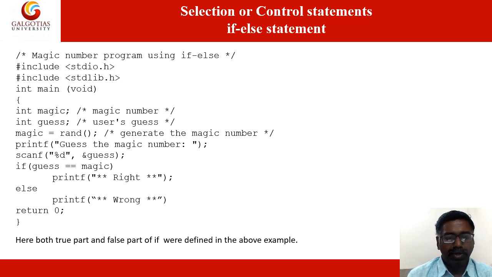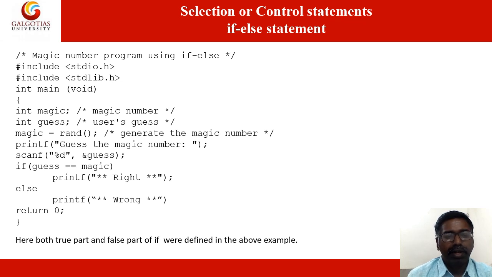If it is false, we need to execute the false block of the if statement, that is the else part. Here you can see there is no curly braces associated with the true part and false part. Why? Since we are executing only one statement in the true part and only one statement in the false part, there is no need for the curly braces for the true block and the false block. Only one statement we can directly give.